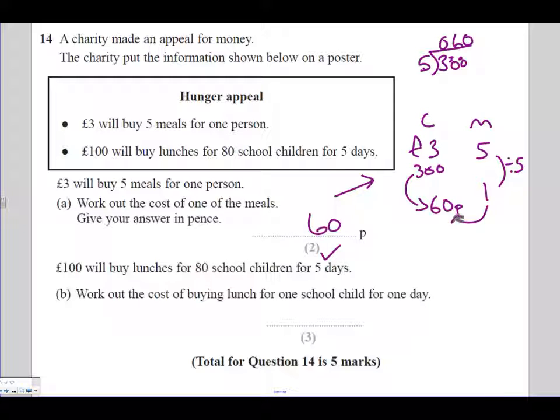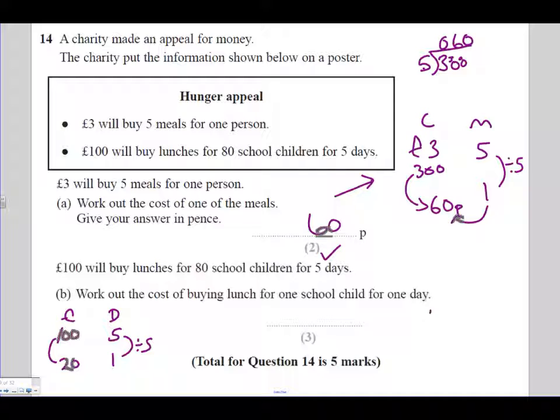Part B tells us that £100 will buy lunches for 80 school children for 5 days. Work out the cost of buying lunch for one school child for one day. Well, again, it's similar to ratios where the £100 will buy us 5 days of meals. So to work out the cost of one day of meals, we divide by 5. So 100 divided by 5 would give us 20. So it's £20 per day for the meals.